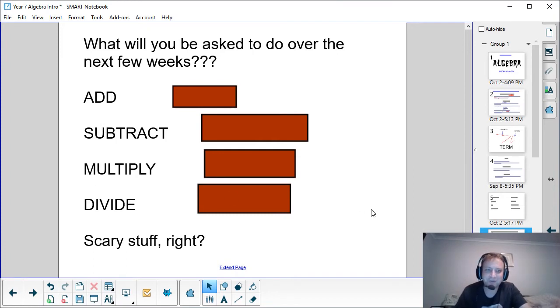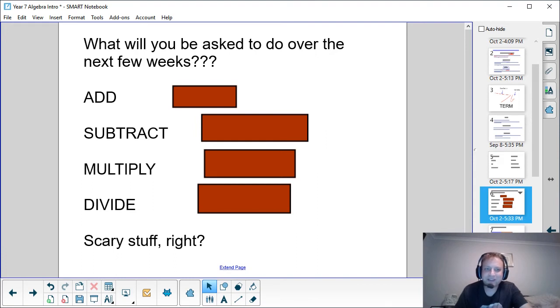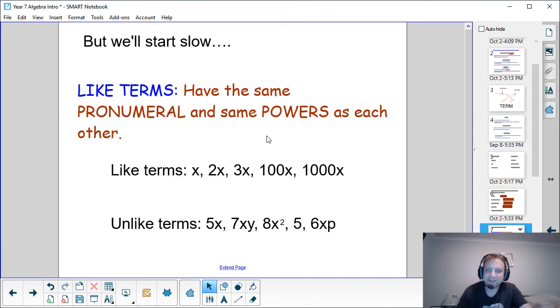It's just that we're working with letters instead of numbers, right? So not so scary. So we're starting pretty simple today. We're starting slow. And I do have to explain what the concept of a like term is to you, just so you can get going with your maths.